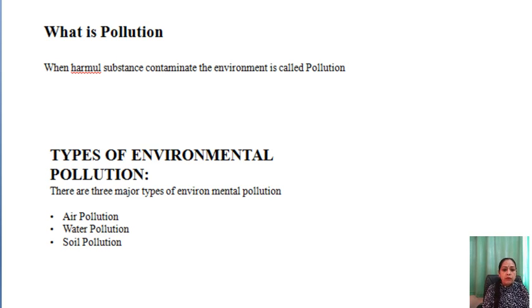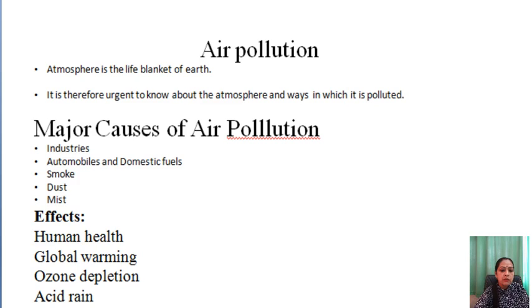Now we will discuss the types of environmental pollution. There are three major types of environmental pollution: air pollution, water pollution and soil pollution. First we will discuss air pollution. The atmosphere is the life blanket of Earth. It is therefore urgent to know about the atmosphere and the ways in which it is polluted. The major causes of air pollution are industries, automobile and domestic fuels, smoke, dust and mist.